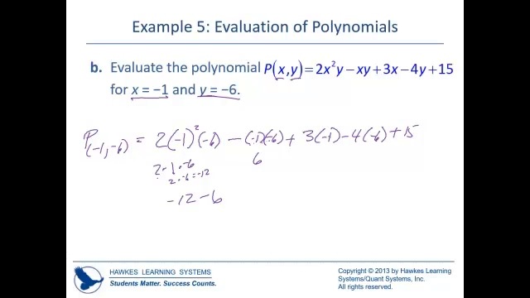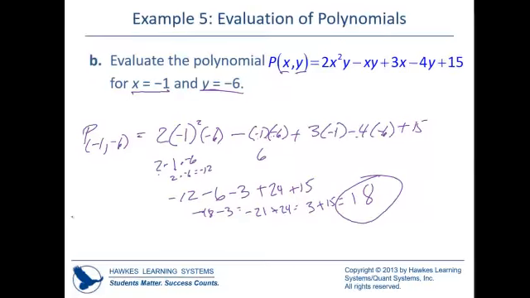Now 3 times -1 is a -3. A -4 times a -6 is a +24. And then I bring my 15 down like so. And so now, working from left to right, -12 minus 6 is a -18. -18 minus 3 is actually a -21. -21 plus 24 is a +3. And 3 plus 15 yields an answer of 18.